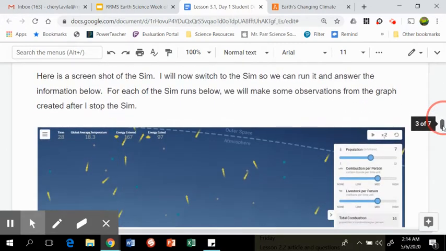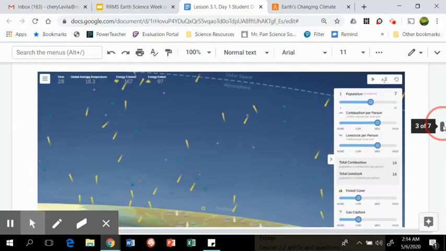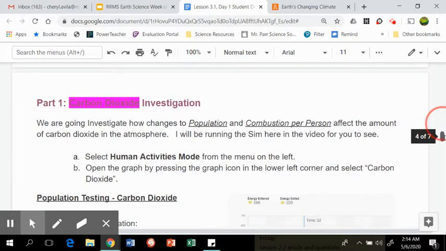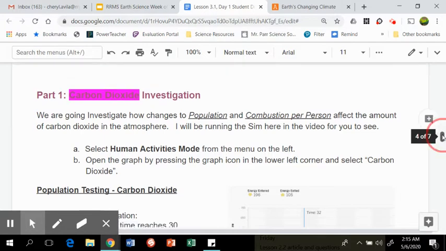So here's a screenshot of the sim. I will now switch to the sim so that we can run it and answer the information below. For each of the sim runs below, we will make observations from the graph created after I stop the sim. So for part 1, carbon dioxide investigation, we are going to investigate how changes to population and combustion per person affect the amount of carbon dioxide in the atmosphere. I will be running the sim here in the video for you to see. You do not need to log in and amplify. I'm showing you what you need here.